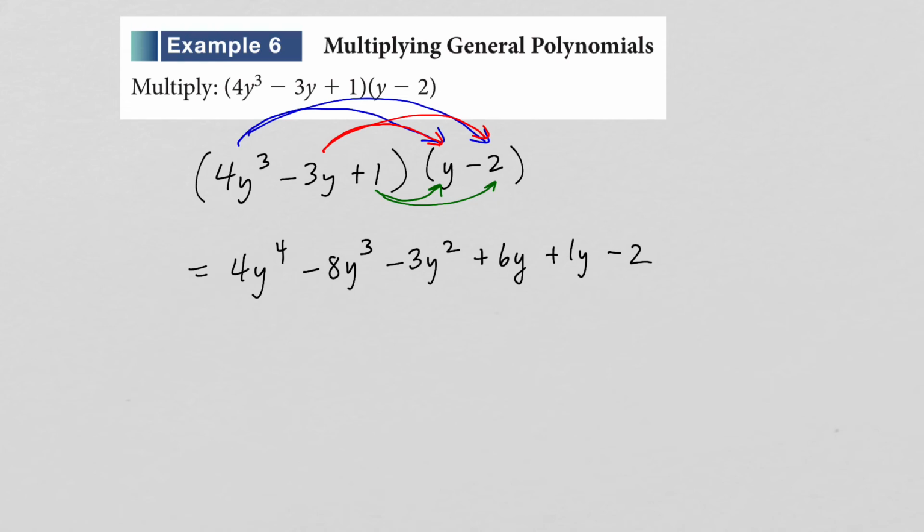And now we just need to make sure that we group all the like terms together and combine those like terms. Now, the only like terms we actually have, if you look at it, are these two right here, and that's because everything else has a different power of y, right? These are all different, so we cannot combine these together. So in the end here, we're going to have 4y to the 4th minus 8y cubed minus 3y squared plus 7y minus 2.